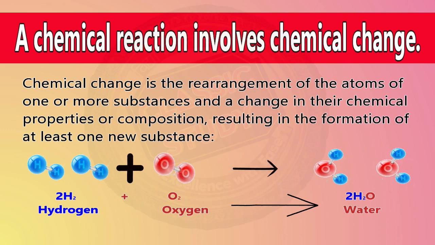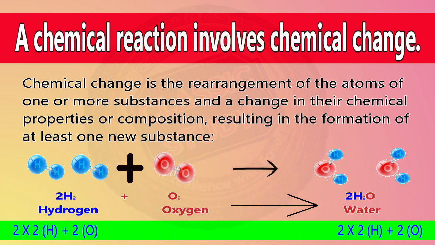So there is rearrangement of the atoms in the two substances. But the final number of atoms on each side of the equation always remains constant. So on the left hand side, we can see there are four hydrogen atoms and two oxygen atoms. And on the right hand side, again, there are four hydrogen atoms and two oxygen atoms. This is called a chemical change.